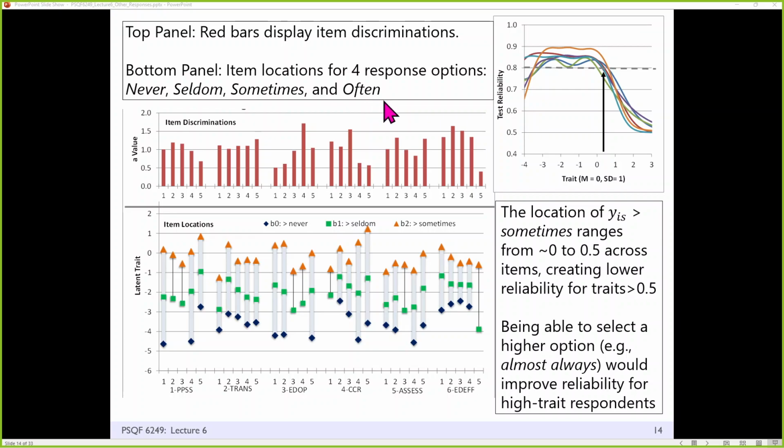So how do we fix it? My recommendation, add a higher one. There's only 4 choices here. If you add something beyond often, then that will take over the upper range of the trait and be more useful.